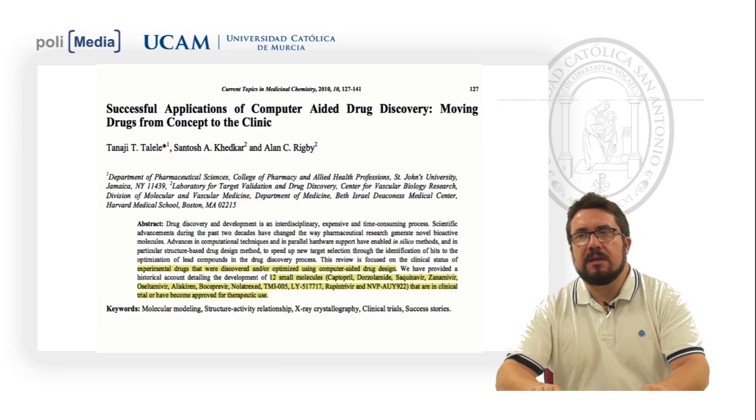Also, it is very important to see here, in this relevant publication, that many of the drugs that are now on the market and approved by the FDA, the Food and Drug Administration, which is the regulatory agency in the United States, have been developed with the help of a computer, or the computer has played a key role in the development of the compounds. So we are talking about a very mature technology.